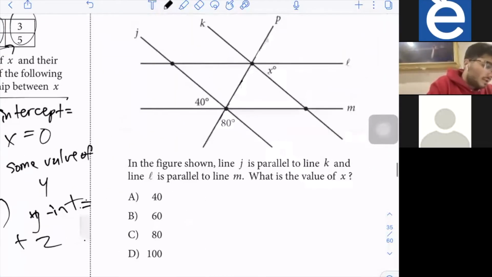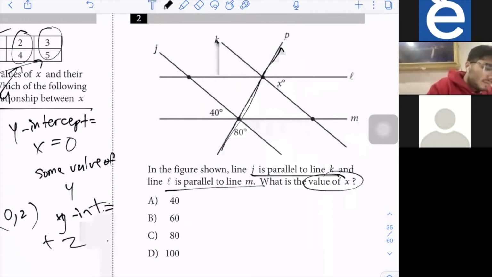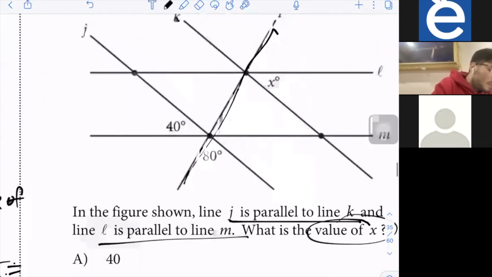Next question, question 2. In the figure shown, line J is parallel to line K and line L is parallel to line M. We have important information right here: parallel lines. So this would be the transversal. What is the value of x? We know vertical angles, which means these are vertical angles right here. So if this is 80, this also has to be 80.